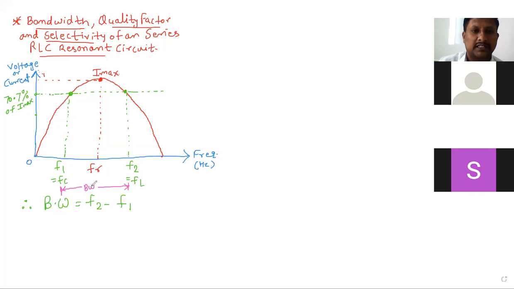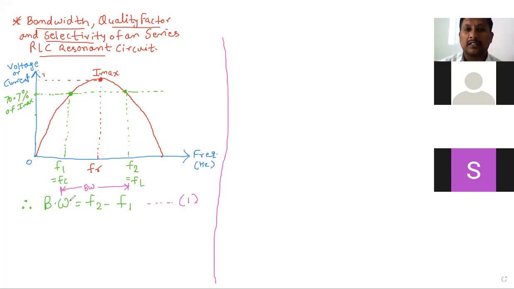The difference between the two is the bandwidth. So bandwidth is defined as bandwidth is equal to f2 minus f1. So this is equation number 1. Up to this point we have discussed in yesterday's lecture. Okay, now we can continue the next part.